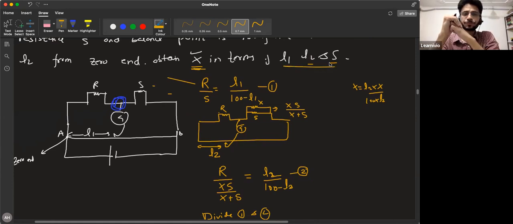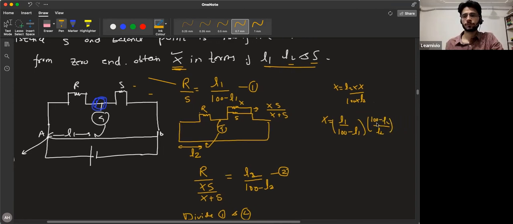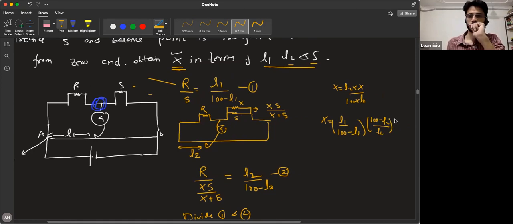Yashika, your answer. Sir, it's very long, I'll just dictate it. L1 by 100 minus L1 into 100 minus L2 is the numerator, upon L2, and into x plus s by x. Now just tell me, can it be the right answer?